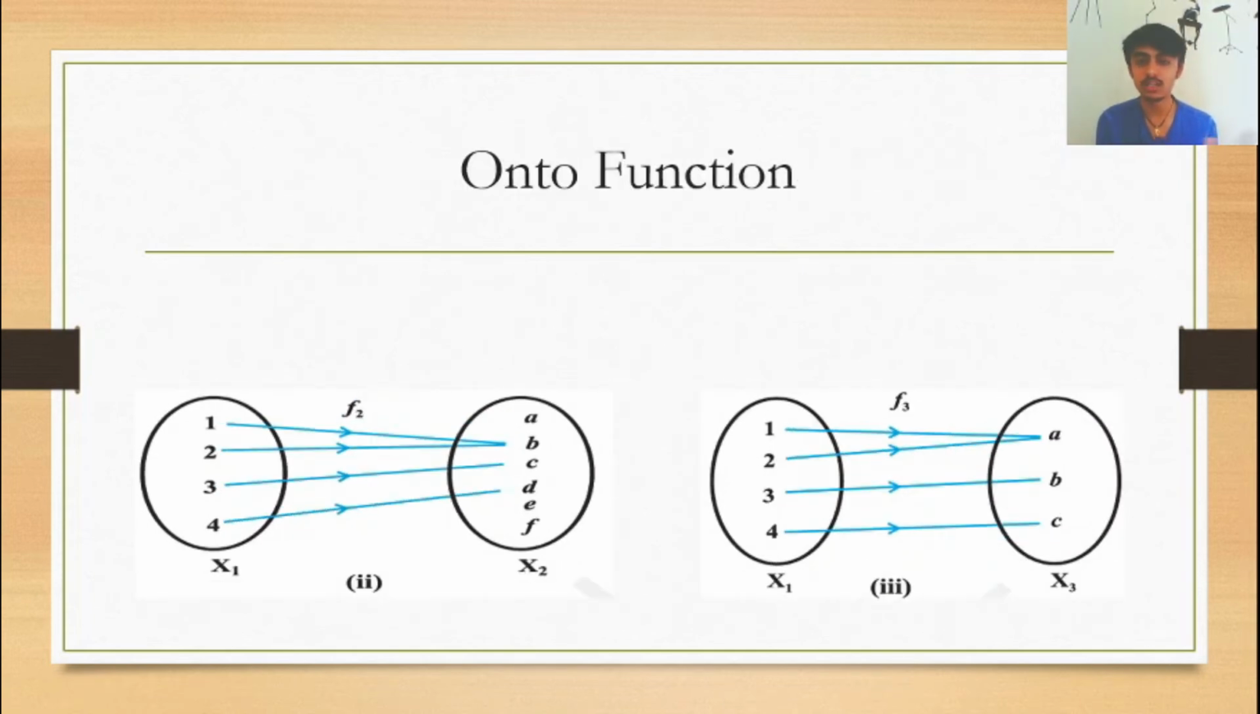Okay, now let's come to onto. We have done 1-1 and many-1. Now let's go on to onto. Sorry guys, the examples here are of many-1. These are not of onto. Let's ignore these examples here.